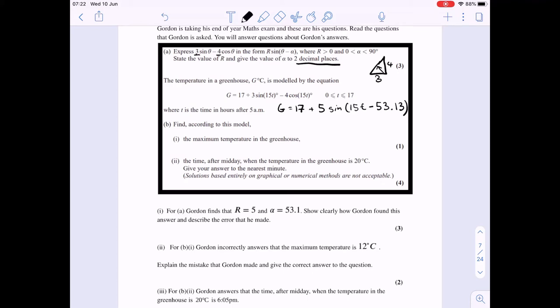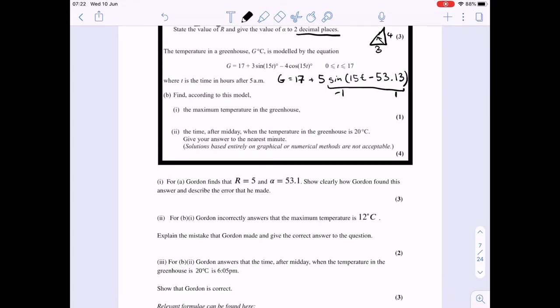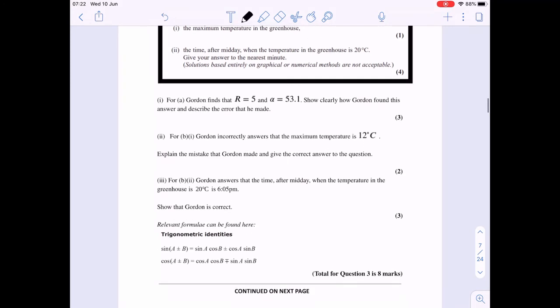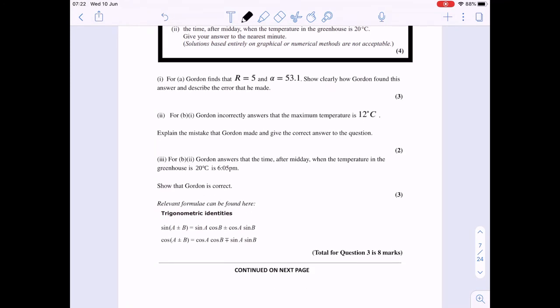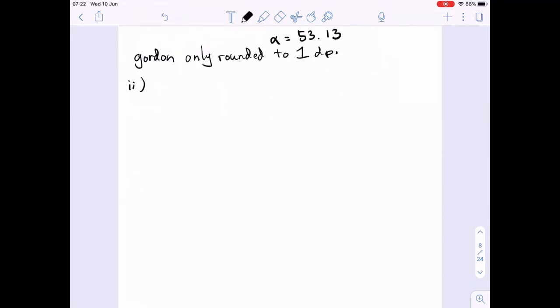53.13. Okay, now the maximum and minimum value of sine has to be between minus 1 and 1. So the maximum this is going to be is 17 plus 5 times 1, and the minimum it would be is 17 add 5 times minus 1. So it looks like Gordon's times it by minus 1 for some reason, so maybe he read this as minimum rather than maximum. So our max is going to be 17 plus 5 times 1, which is 22. So Gordon found the minimum.